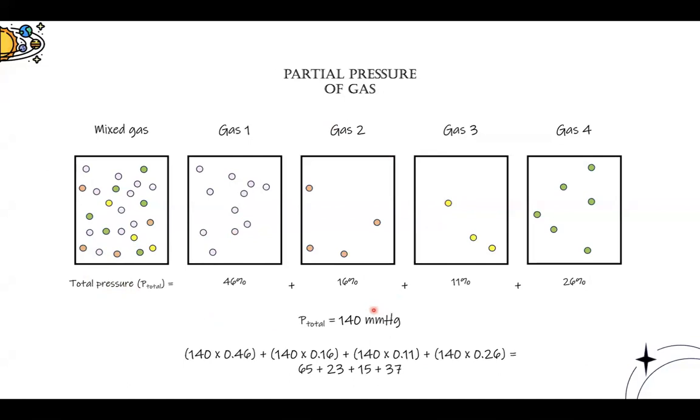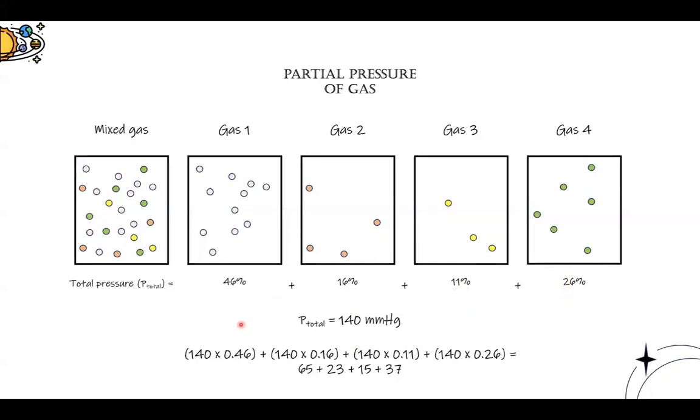Now imagine instead of giving you the values for the partial pressure, I give you the percentage of gas that is inside this total gas mixture. So this is known as the fraction of gas, okay? For example, this pink gas has a fraction of 46%, this orange one has a fraction of 16%, this yellow one has a fraction of 11%, and this green one has a fraction of 26%. And I give you the total pressure.